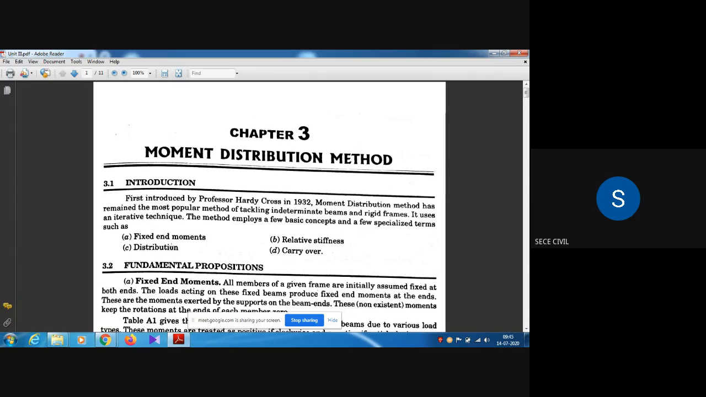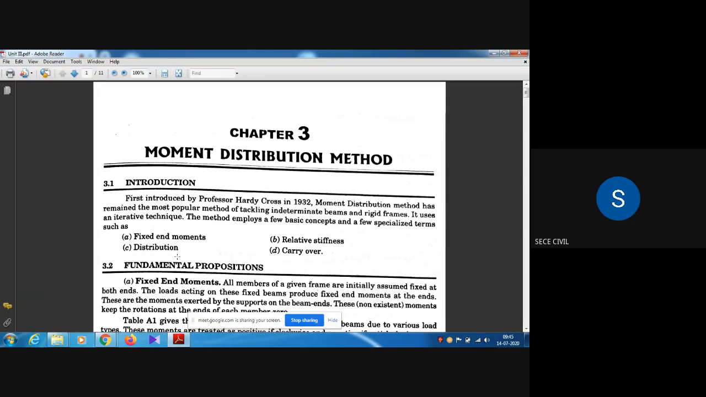So yesterday we saw fixed moments, stiffness or relative stiffness, distribution, carryover. So, moment distribution method. In the moment distribution method, these steps will come. The first step may be calculation of fixed end moment, then relative stiffness calculation, then distribution. That is, distribution factor we have to calculate. We are not distributing evenly. Evenly means not half of the moment will go this side and half of the moment will go this side, like that. We are distributing evenly for balancing.